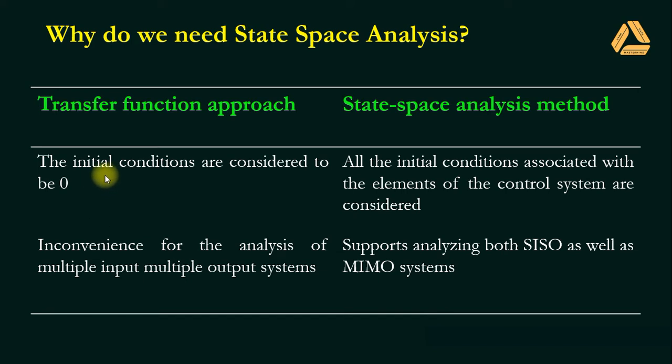Coming to the first major drawback, in the transfer function approach, the initial conditions are considered to be 0, whereas in the state space analysis method, all the initial conditions associated with all the elements of the control system are considered. Coming to the second major drawback, the transfer function approach is inconvenient for the analysis of MIMO systems, whereas state space is used to analyze both SISO as well as MIMO systems.